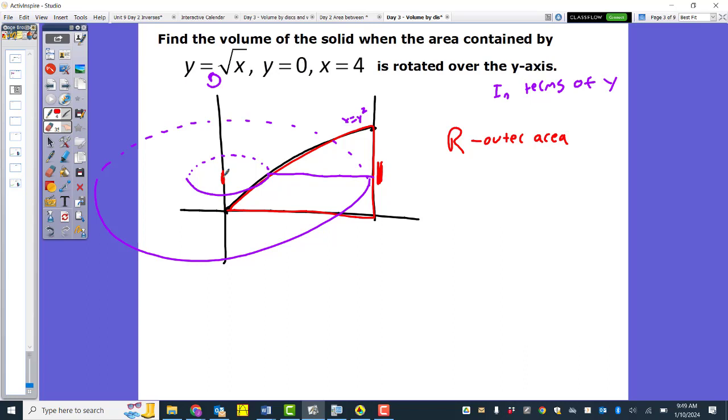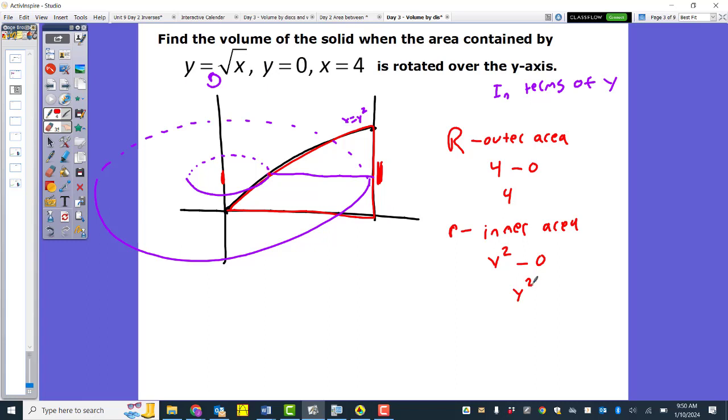Well, this line is the line x equals 4, and the axis is on x equals 0, so 4 minus 0, which is 4. And we'll use little r as the inner area. The inner area goes from the function, which was x equals y squared, to the axis, which is 0. y squared minus 0, which is just going to be y squared.